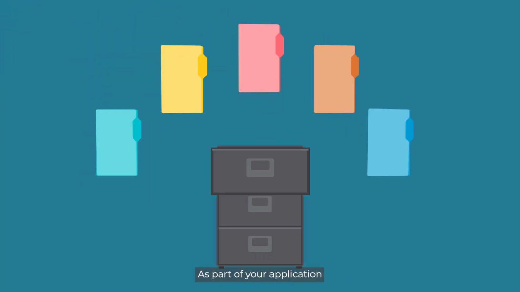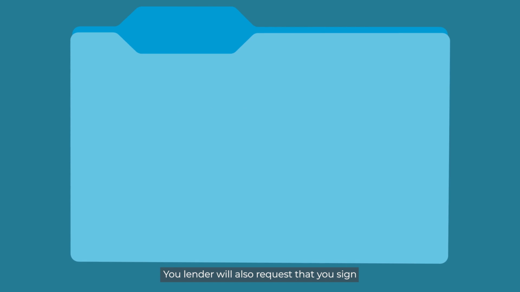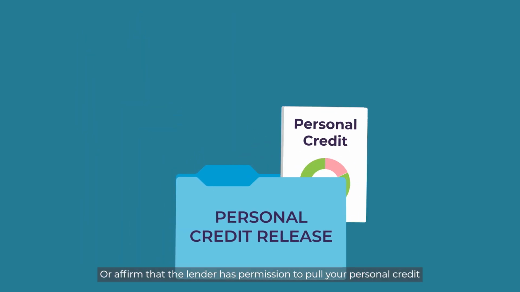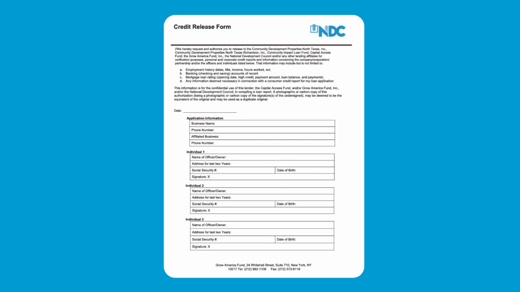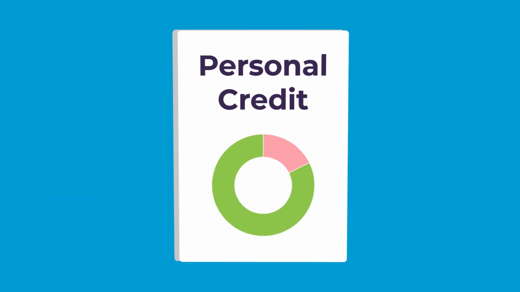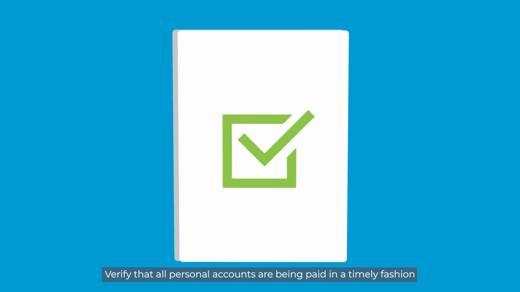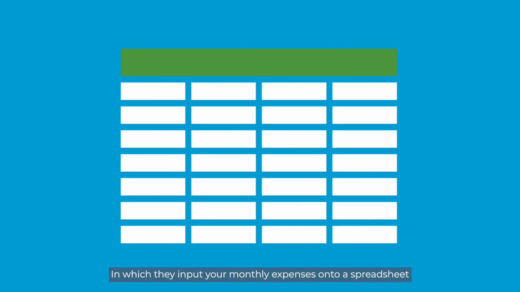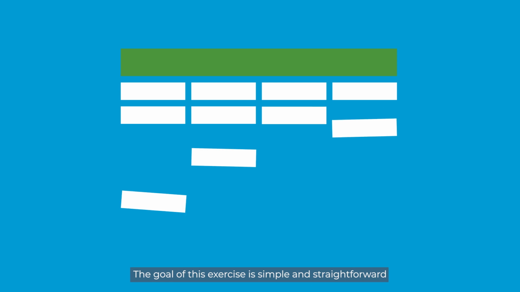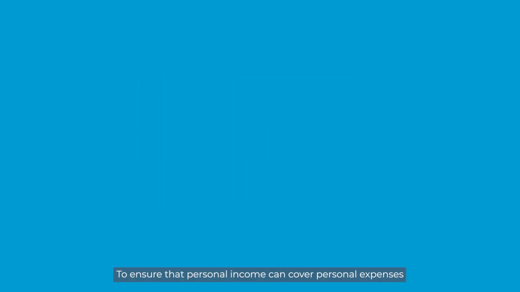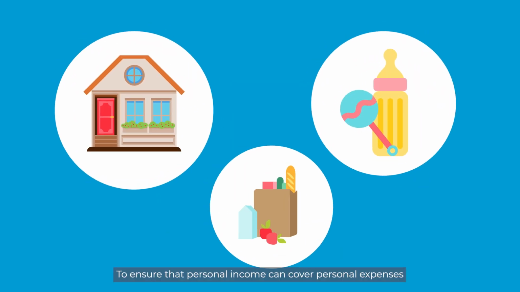As part of your application, your lender will also request that you sign either a personal credit release or affirm that the lender has permission to pull your personal credit. Here is an example of what that document looks like. The lender will pull your personal credit, verify that all personal accounts are being paid in a timely fashion, and then use the credit report to complete a personal cash flow in which they input your monthly expenses onto a spreadsheet. The goal of this exercise is simple and straightforward: to ensure that personal income can cover personal expenses.